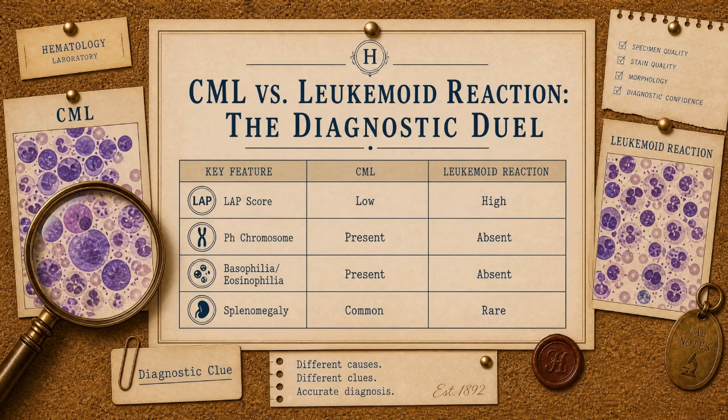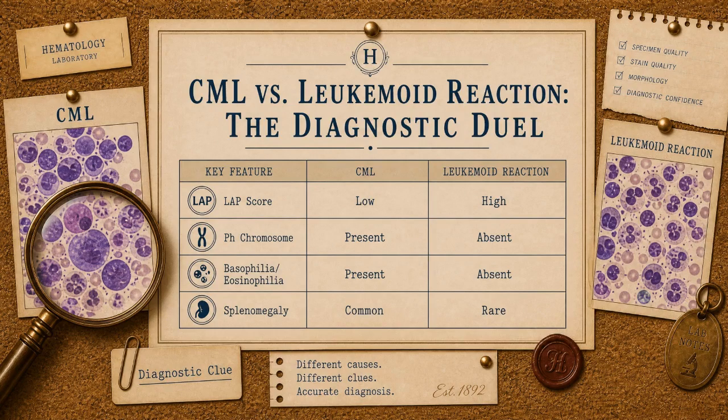Imagine a pathologist looking at a slide, seeing all those immature granulocytes, and thinking, is this CML, or is the patient just fighting off a really nasty infection? This is a critical distinction, because the prognosis and treatment for these two conditions are vastly different. So, how do we, as the cellular detectives, help differentiate CML from a leukemoid reaction? We rely on a combination of morphological clues, the LAP score we just discussed, and ultimately, molecular diagnostics.